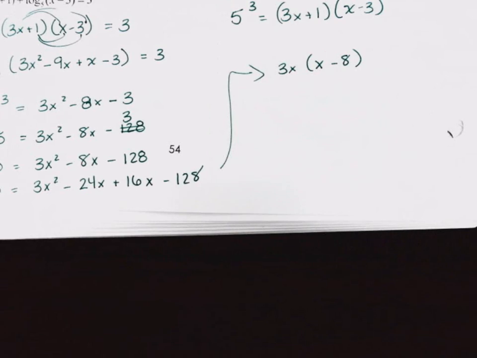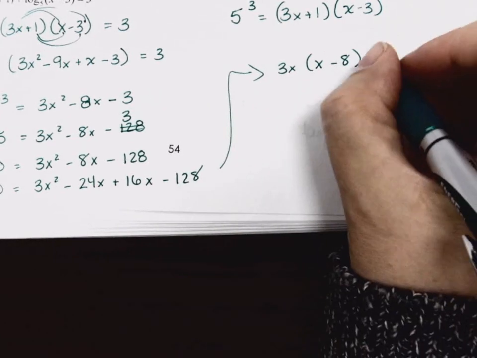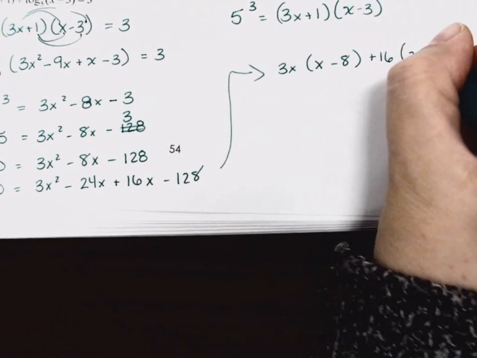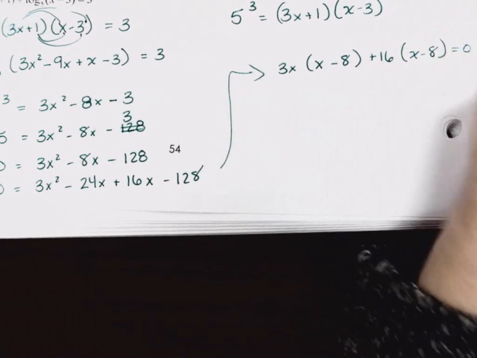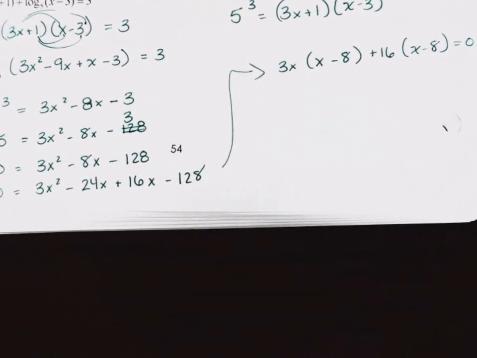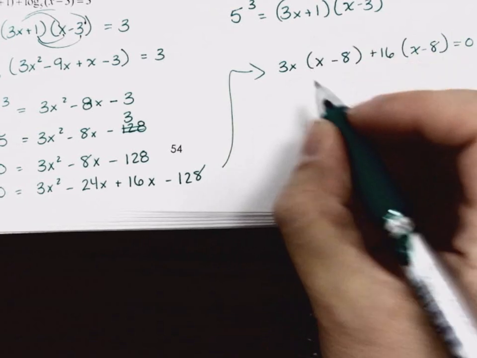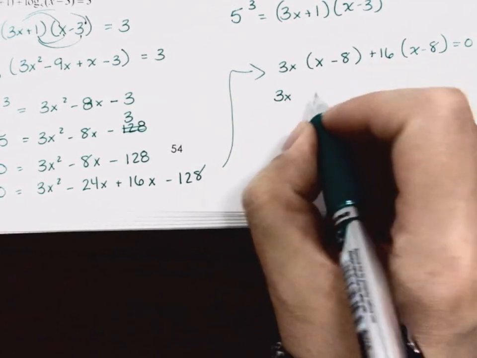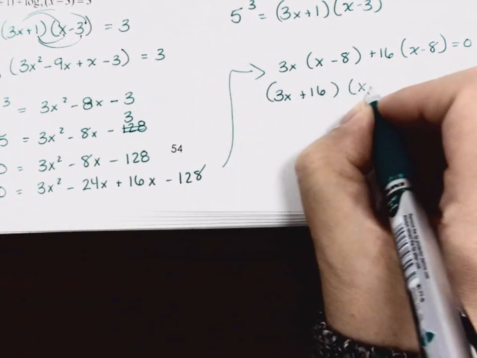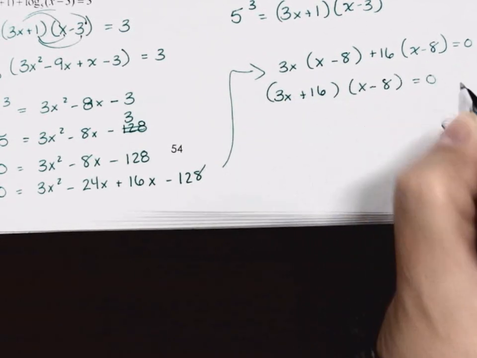Okay, you guys got a different answer. What answer did you get? 8 and negative 5 and 1/3. That's what I got, negative 5 and 1/3? Oh, no, it's negative 16 divided by 3. I got negative 16 divided by 3 and x equals positive 8.